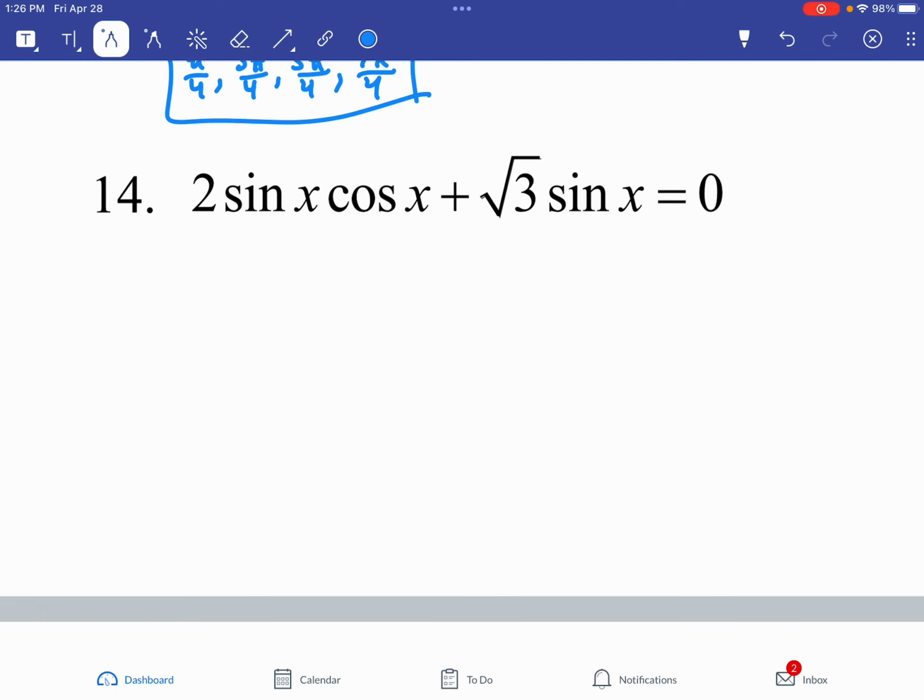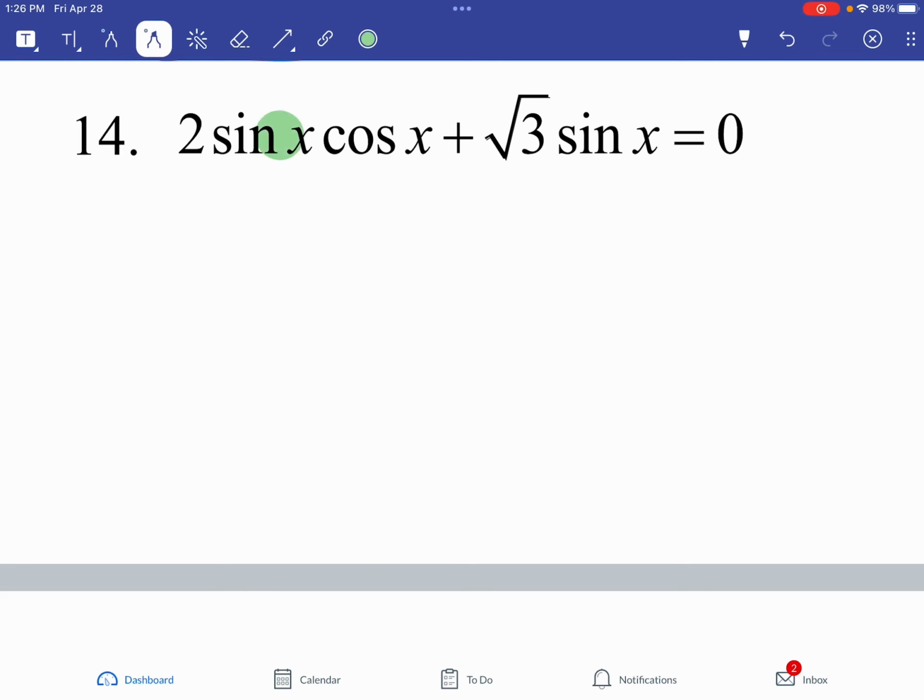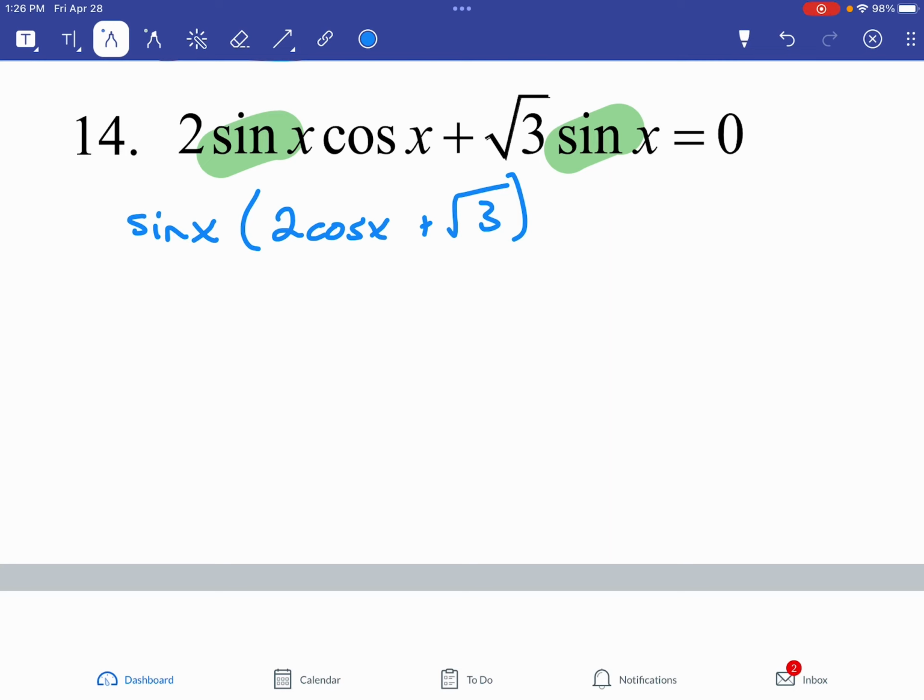All right, so kind of like the problems we've seen before, we see that we have a sine and a sine. We're going to take the greatest common factor of sine out. We're left with 2 cosine plus root 3. Now that we have 2 separate factors, we're going to set both of them equal to 0.